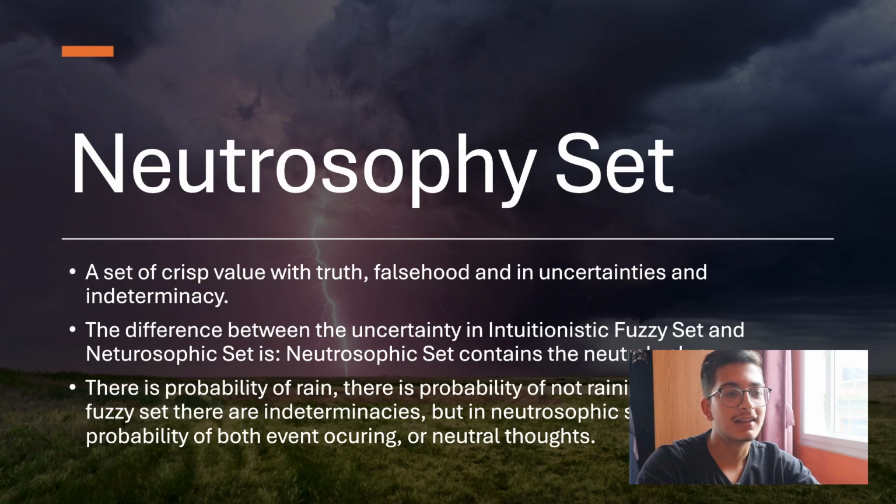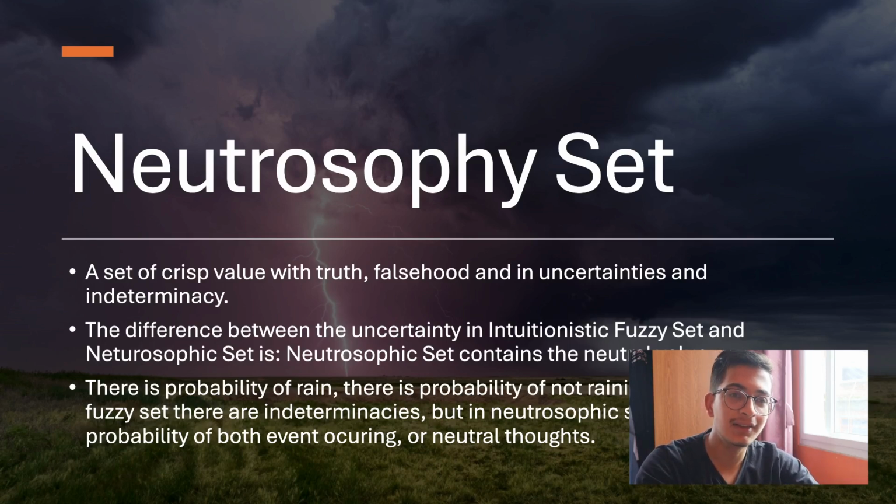Talking about the Neutrosophic set, we can see here one example of the same raining thing. The probability of raining can be truth, the probability of not raining can be false, and the probability of raining and not raining, meaning both events occurring at once or not occurring at once, the neutral scenario between true and false, can be represented by Neutrosophy.